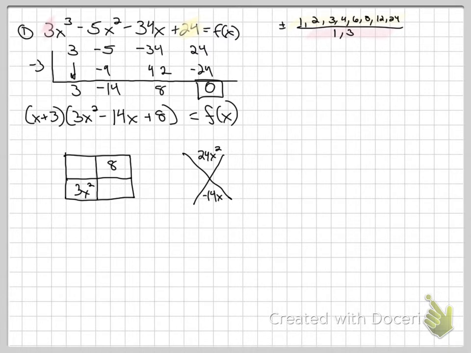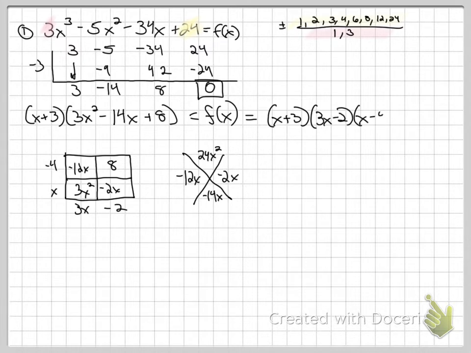Multiplies to be 24x squared, adds to be -14x. 12 and 2, -12x, -2x. This column's divisible by 3. That must be x. Divide by 3, you get -4. Divide, you get -2. So now I know I had x plus 3 from before. And then I just got 3x minus 2. X minus 4 is my other roots.